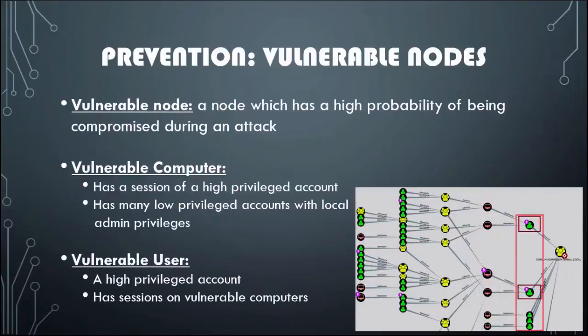The second type of vulnerable node is a user node. So this is a node that represents a user that has high privileges in the environment, and it has a session on at least one vulnerable computer. So if a user has more sessions on more vulnerable computers, we'll consider the user as more vulnerable in the environment.